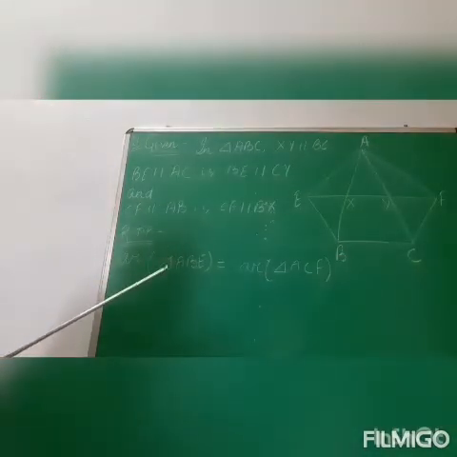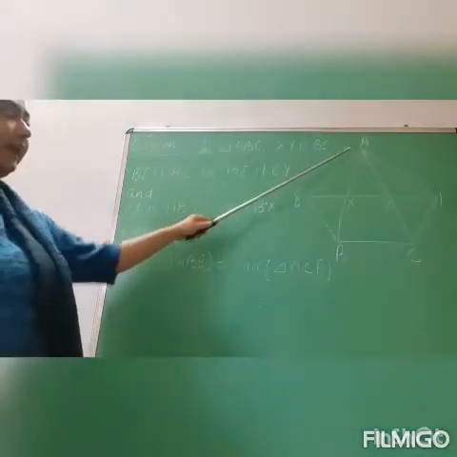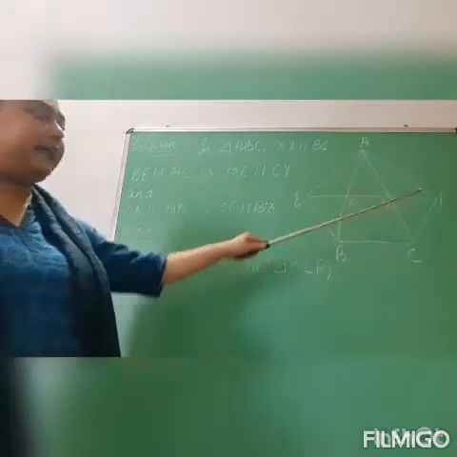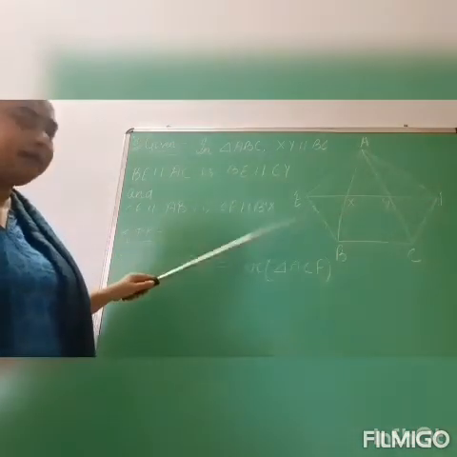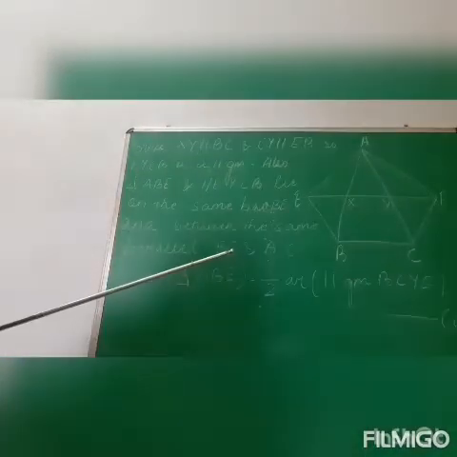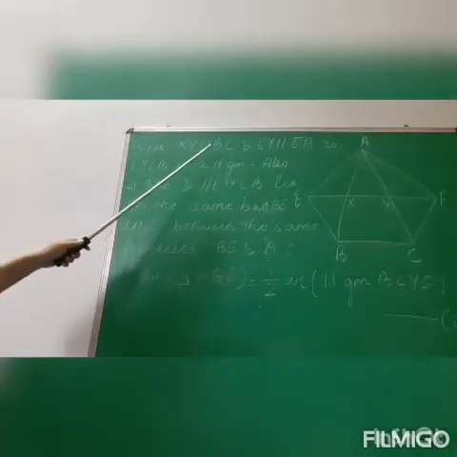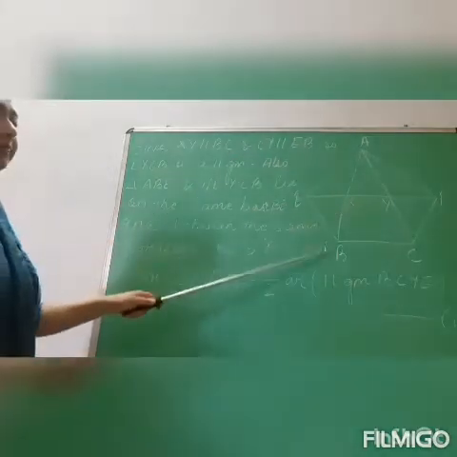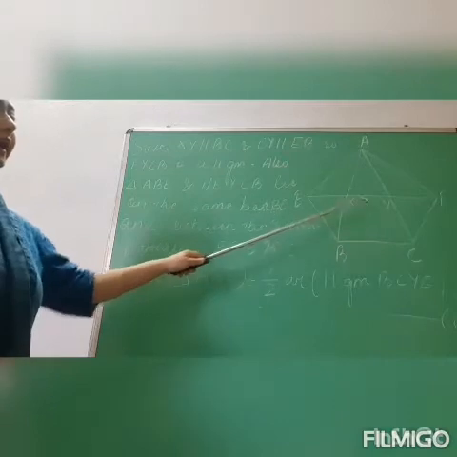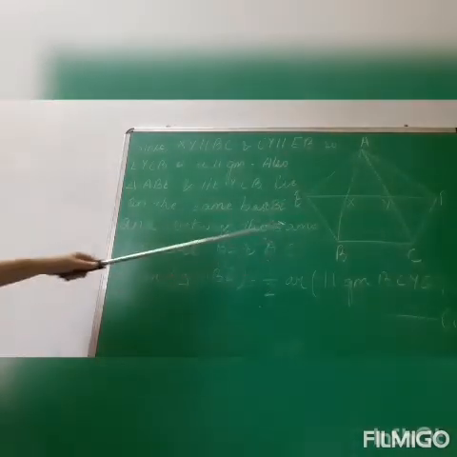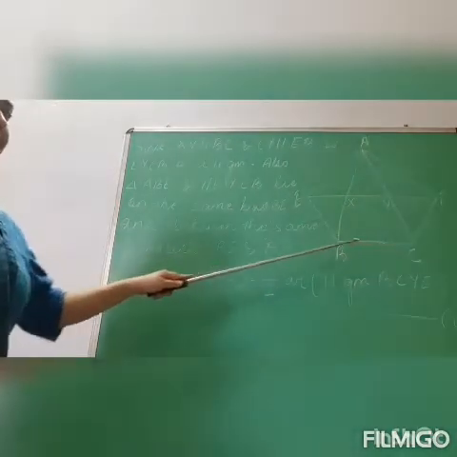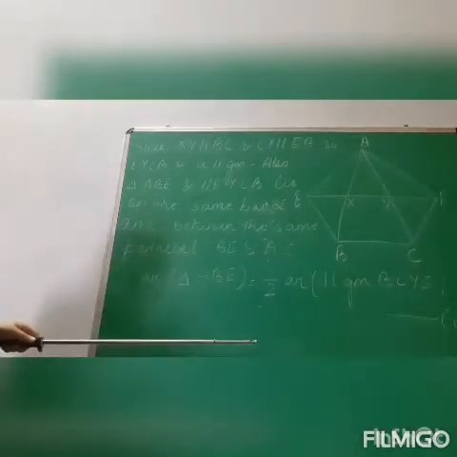We need to prove here that area of triangle ABE is equal to area of triangle ACF. Now see here, XY is parallel to BC and CY is parallel to EB. Therefore, EYCB will form a parallelogram.